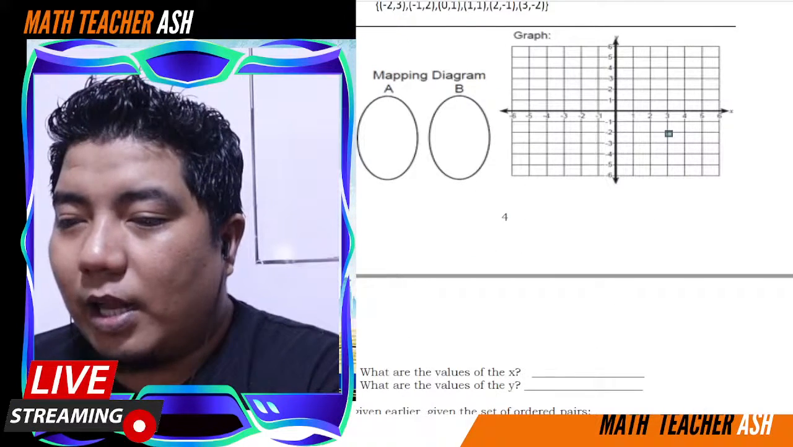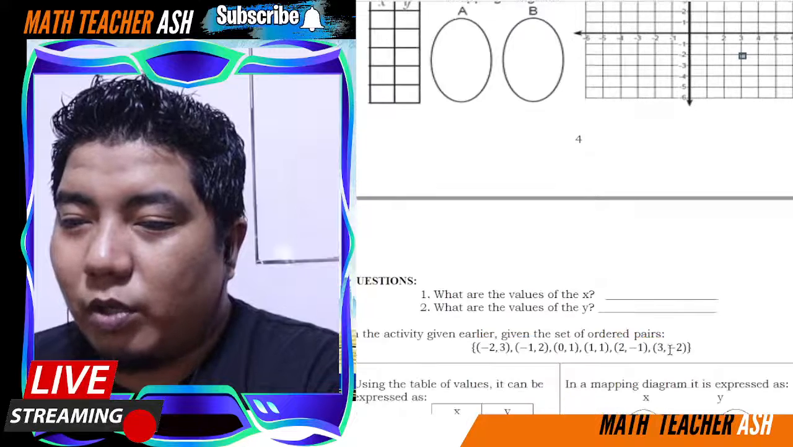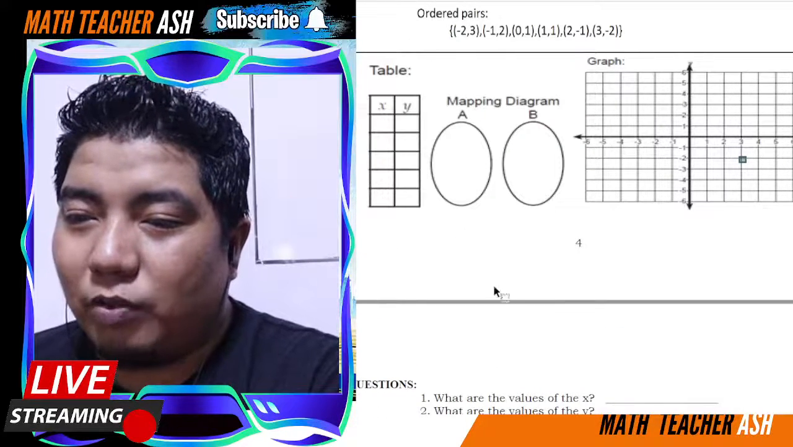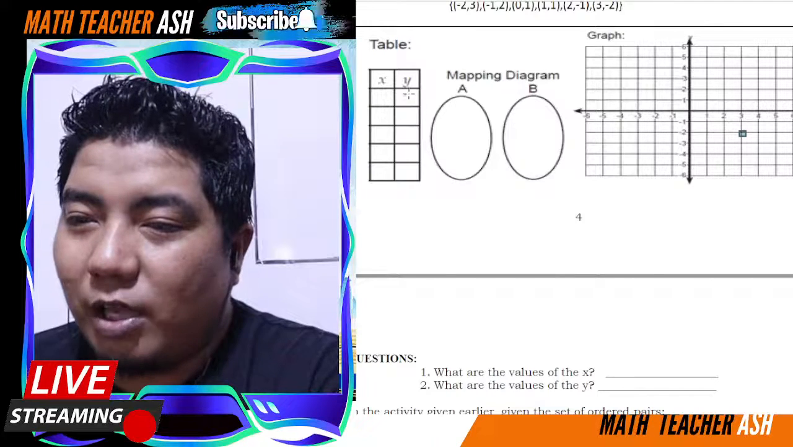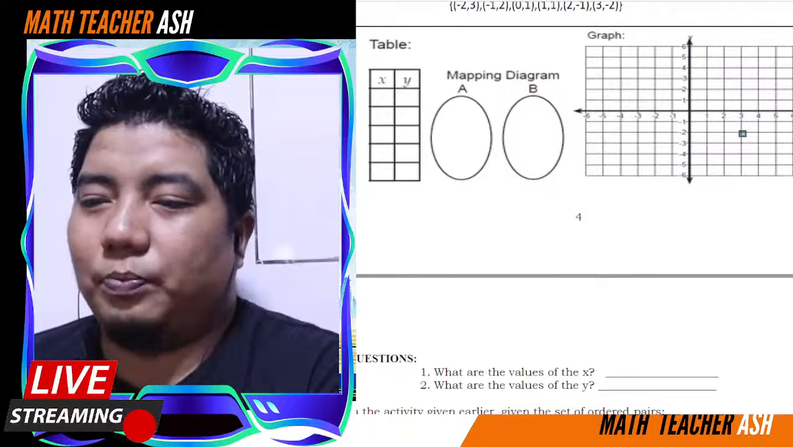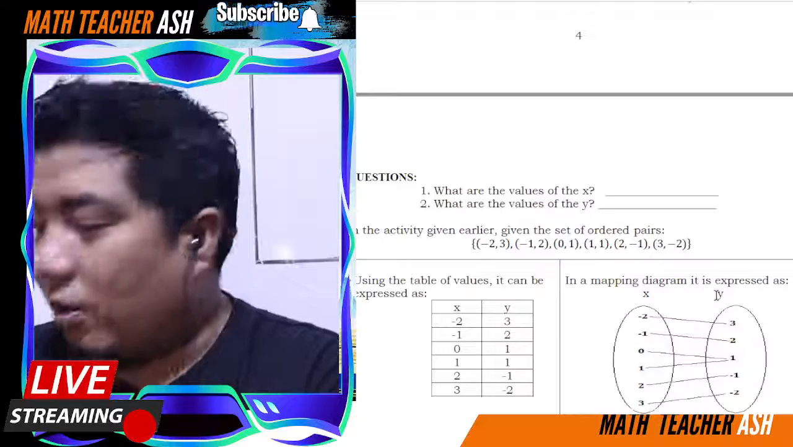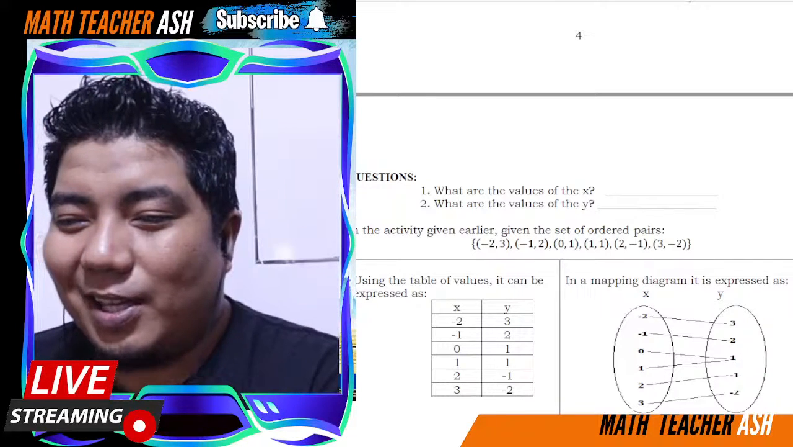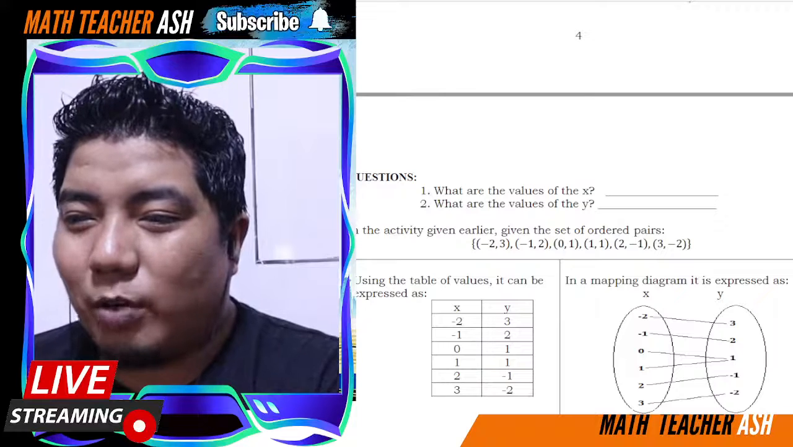And then you make an arrow out of that. Okay? So here are the questions. What are the values of x? Of course, yung lahat ng nilagay mo dito, yun yung values ng x. What are the values of y? Lahat ng nilagay mo dito. Okay, so ganun lang. Okay, so after that, you are finished. Okay. So, I hope you don't have any question about that.